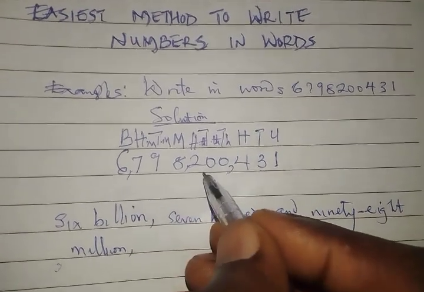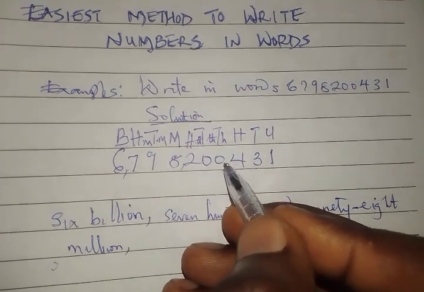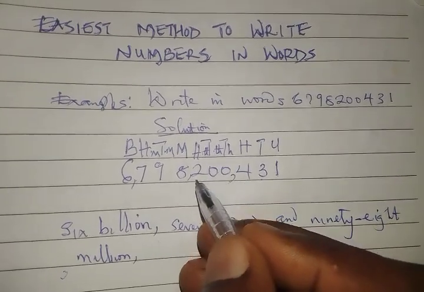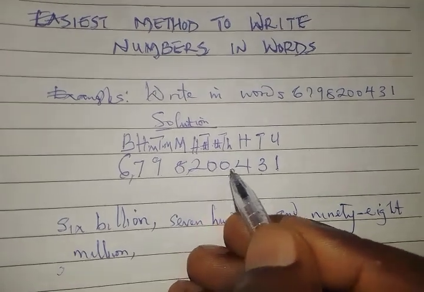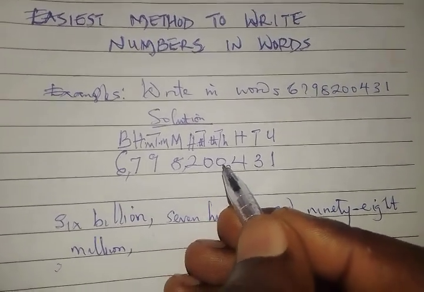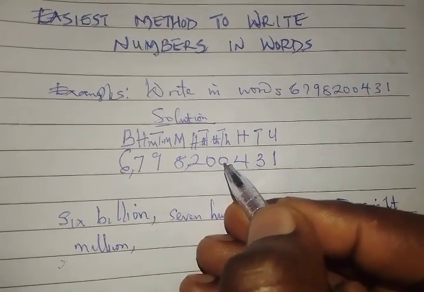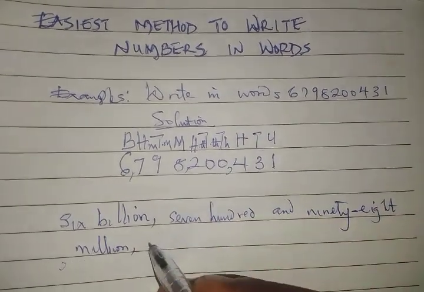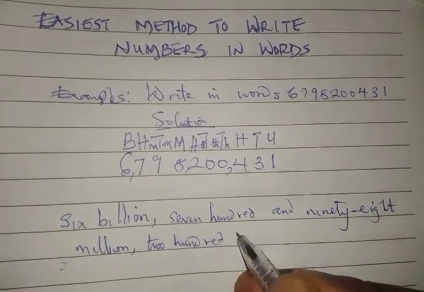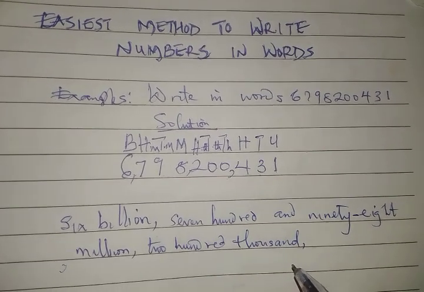Now look here again. 2, there was no comma. 0, there was no comma. 0 again, then we have the comma. So you're going to call all the numbers again before the comma. That is 200. What is the place value above the last 0 here? Thousands. So you're going to write 200 thousand. Then you put your comma.